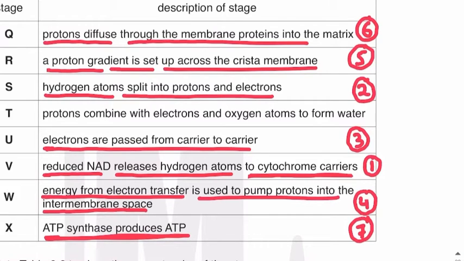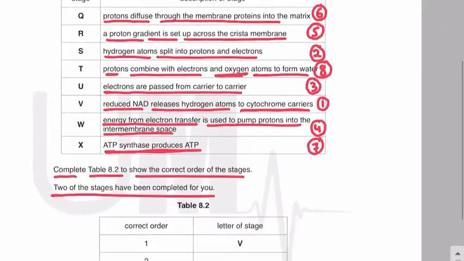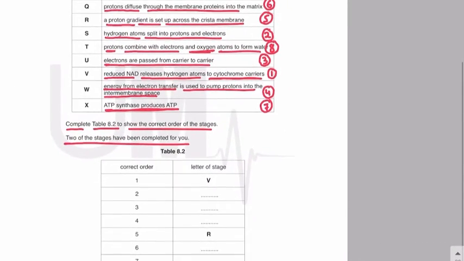At last, the protons that come from the intermembrane space back to the matrix combine with the electrons coming from the electron carriers. These protons and electrons combine with oxygen, which is the final acceptor of electrons and protons, to form water. This is the last stage. So these are the stages in the sequence.